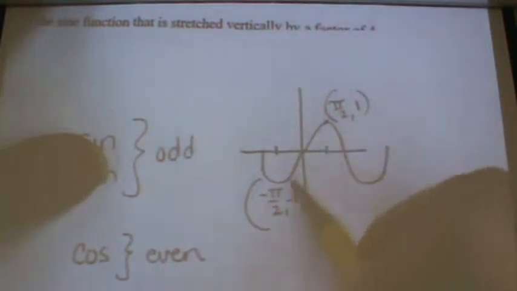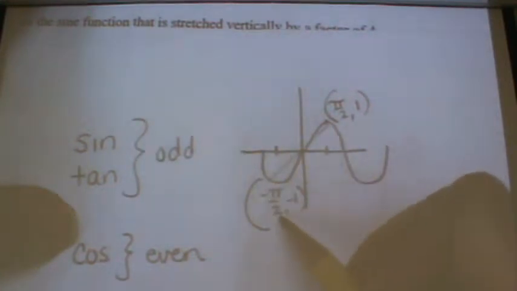Here is the sine function. It has symmetry with respect to the origin. So in other words, see this point right here? This is pi over 2, 1. And what's this point? Negative pi over 2, negative 1. That's when you change both x and y, change their signs.